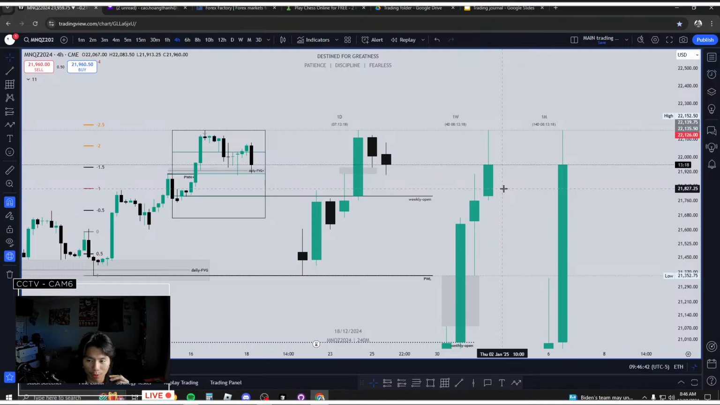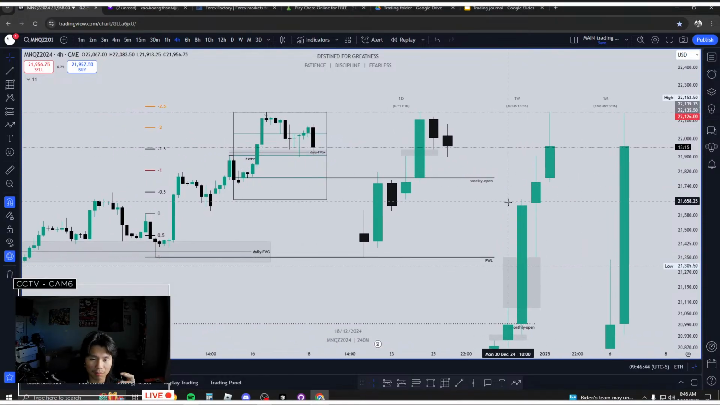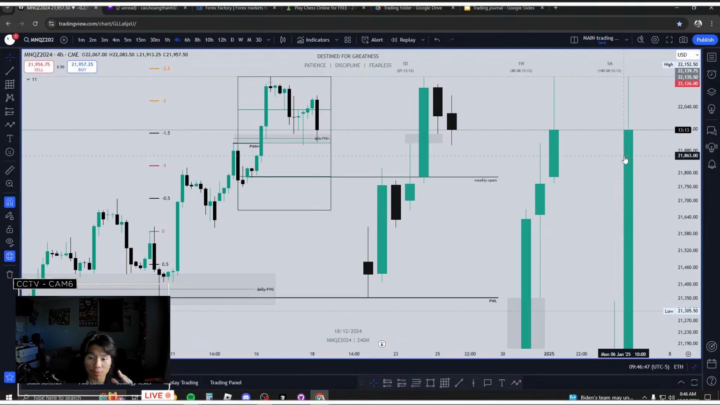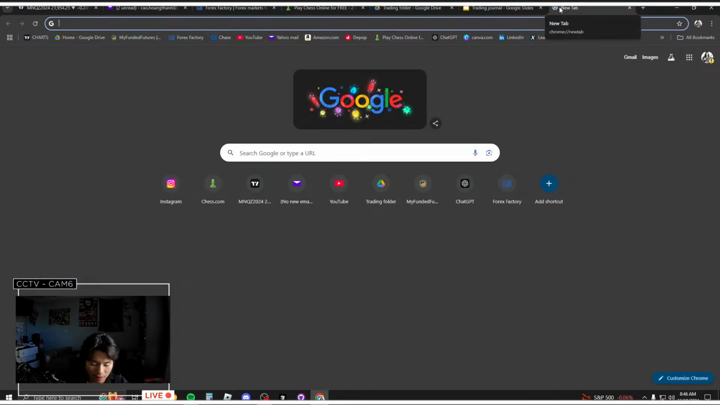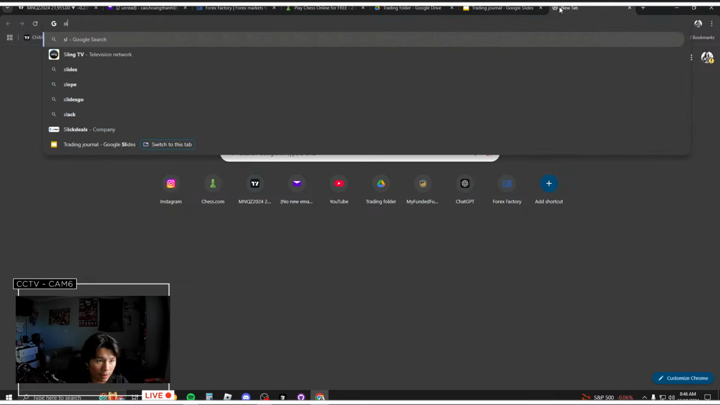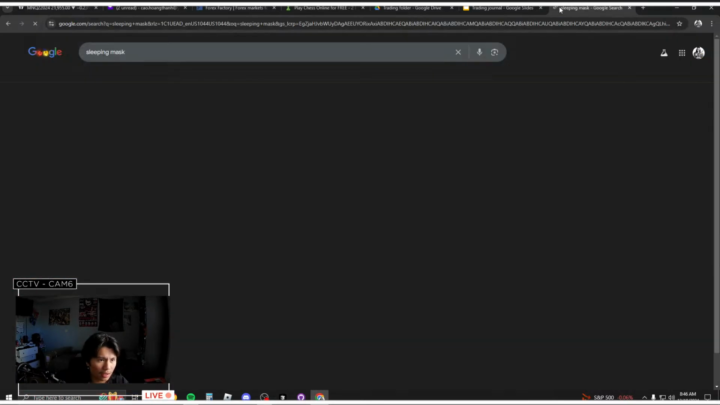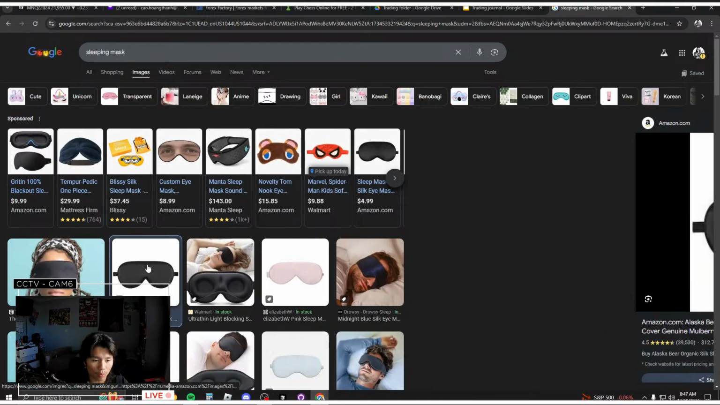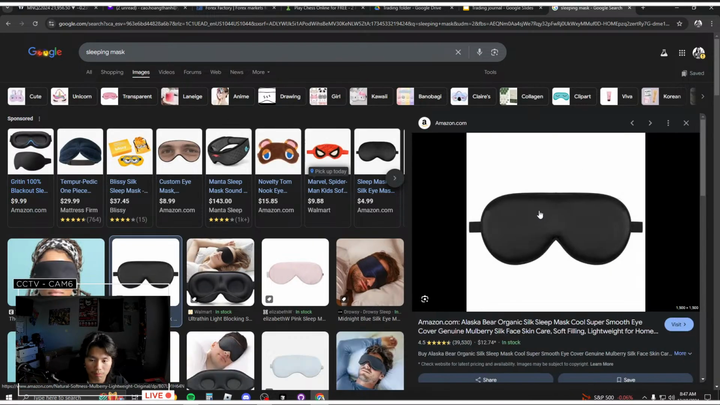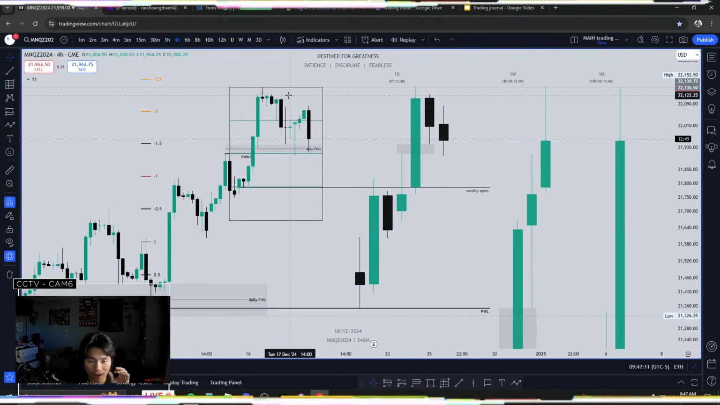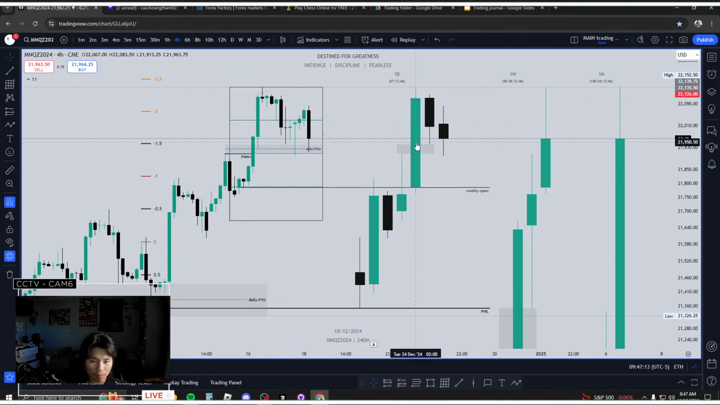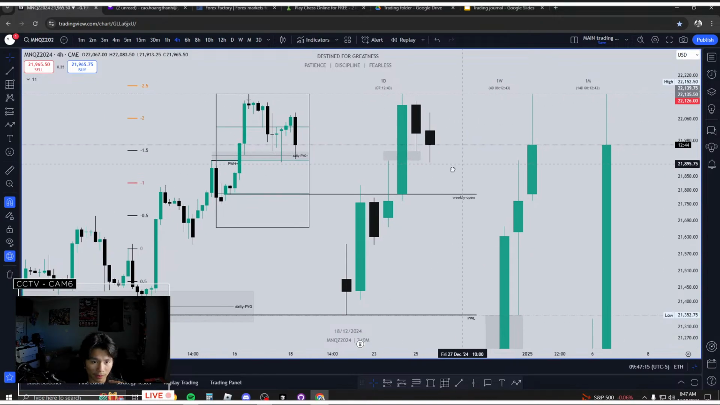There's a lot of people that trade only on the 1 minute chart, but because you're trading only on the 1 minute chart, it's like you're trading with a sleeping eye mask. So you're basically essentially trading blindly. You're so focused on one time frame that you're not pulling information from other time frames, right?